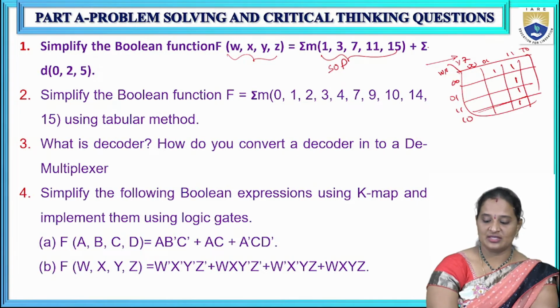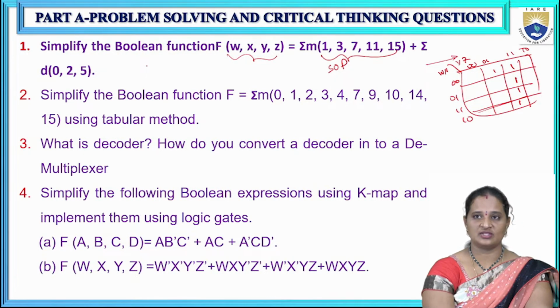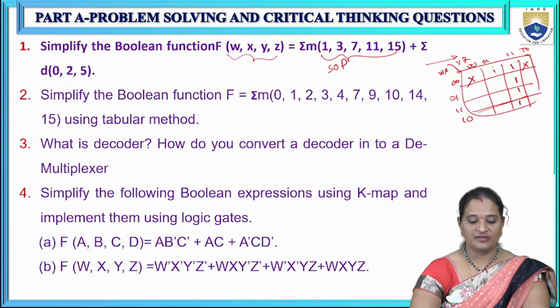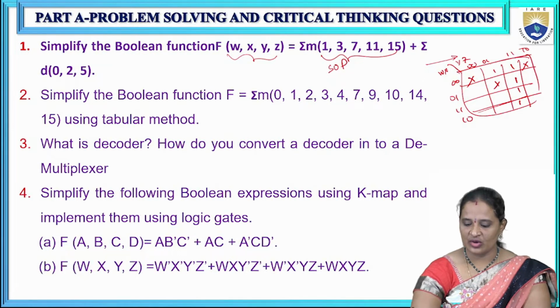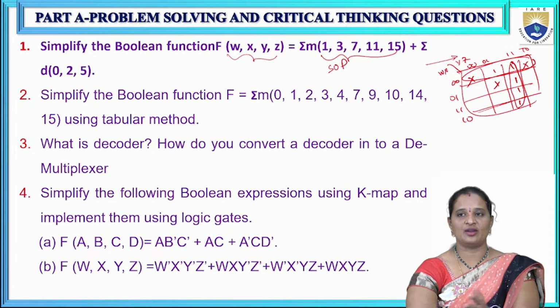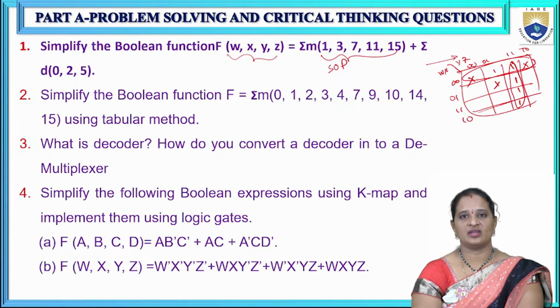And these are the don't care terms, for which the function output is considered to be don't care. That means it is not specified. For 0, 2 it is don't care, and even for 5 it is don't care. So this kind of mapping should be done. Okay, and then grouping. How can we group? I can group these 4 and I can group these 4, so that 4 quads are covered. I can write down the prime implicant for this so that I can get the simplified Boolean expression.